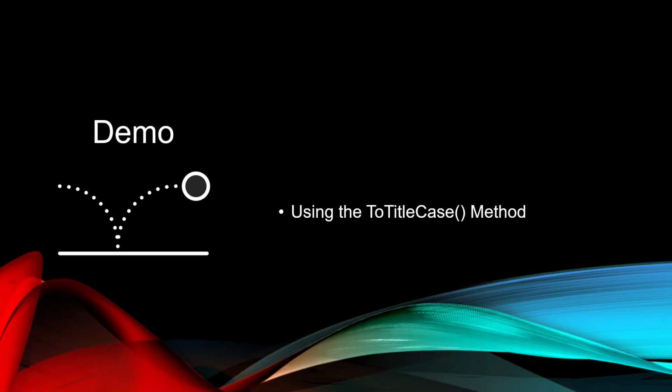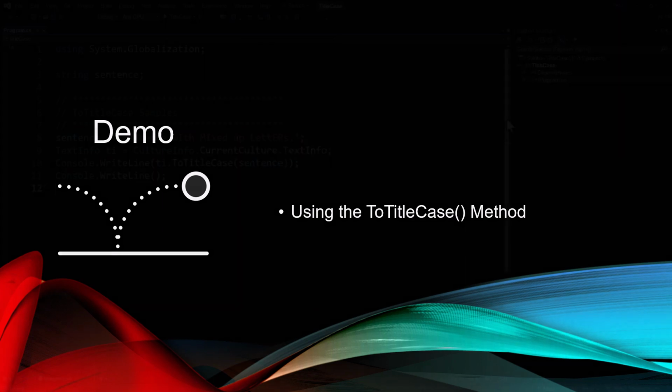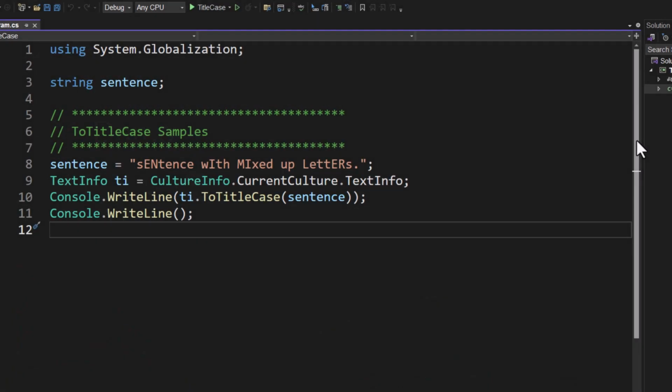Well, let's dive right in and take a look at our first demo of using the ToTitleCase method. I've created a console app to show our samples in this particular lesson. First I'm doing a using on the System.Globalization namespace because that's where the TextInfo class is, and that's where the ToTitleCase method is located. I'm going to create a string called sentence. I'm going to set sentence equal to a sentence with mixed up letters, and you can see different values there of lower and uppercase.